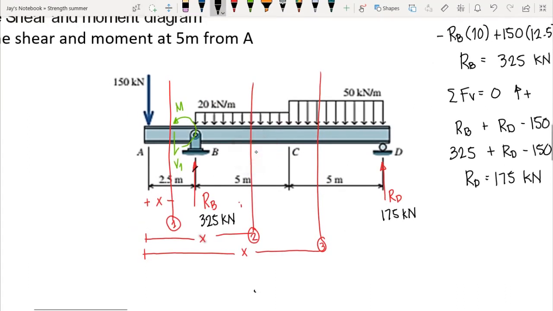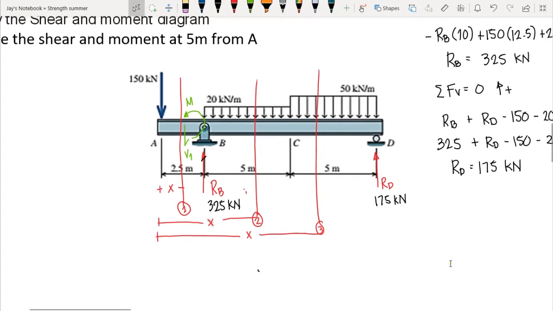So now let's compute the shear and moment equation at section 3. So our section 3 here is valid from C to D. Since our segment is continuous from C to D, we have only 50 kilonewton per meter load at that point. So our x here is from 7.5 from A to 12.5 meters from A.